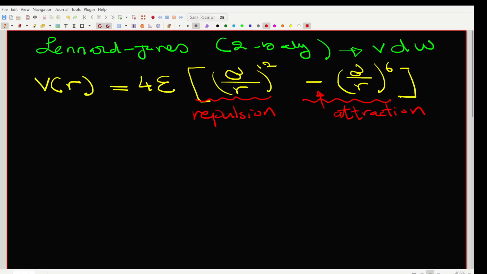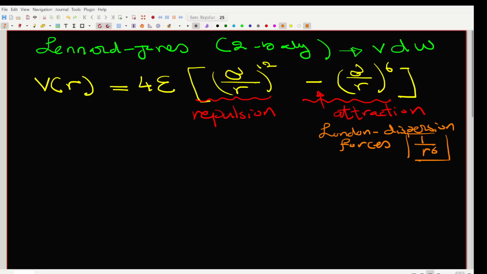Now, let's look deeper at the form of the function itself. The 1 over r raised to power 6 is a very known result in physics. It's called London dispersion forces, London named after a person rather than the city. And it has the form of 1 over r raised to power 6. This can be proven rigorously: the attractive van der Waals interaction between two particles varies as a function of 1 over r raised to power 6.